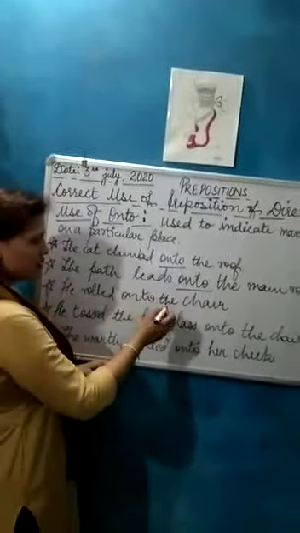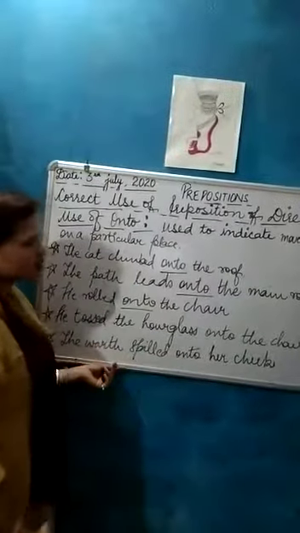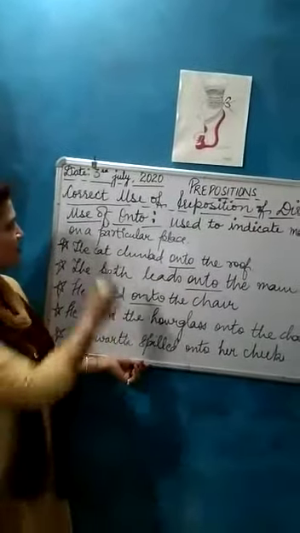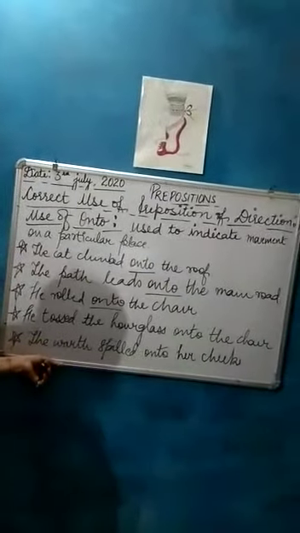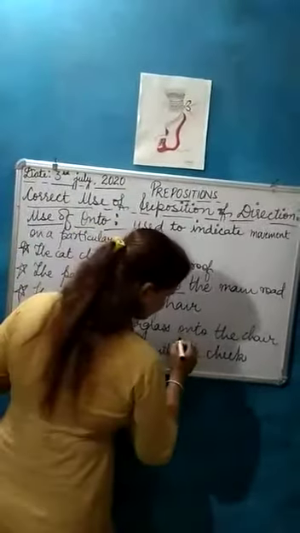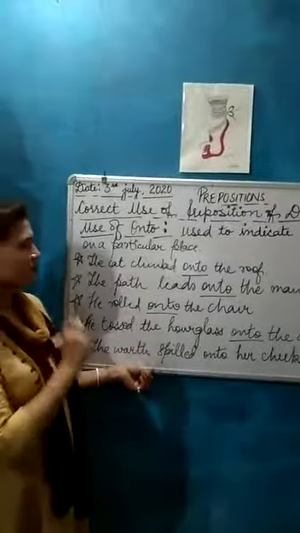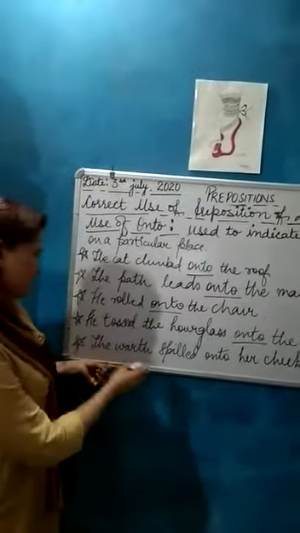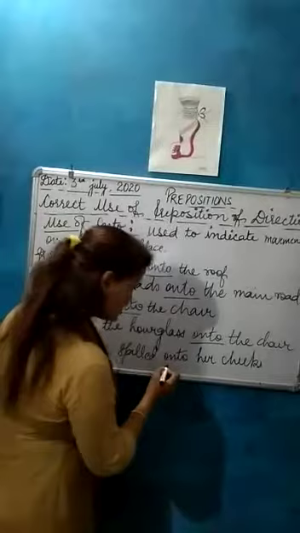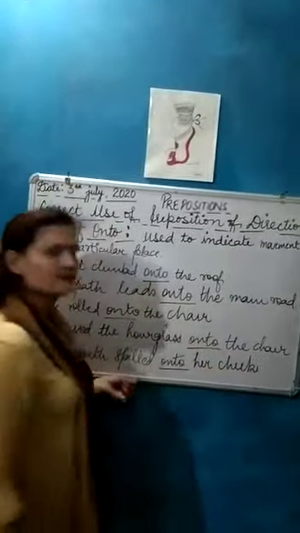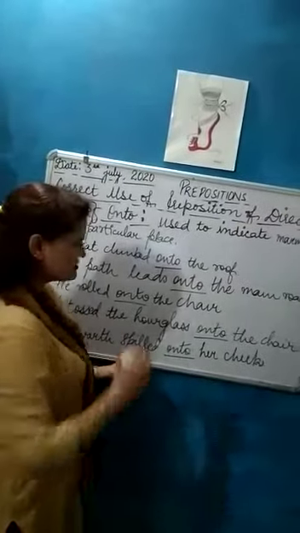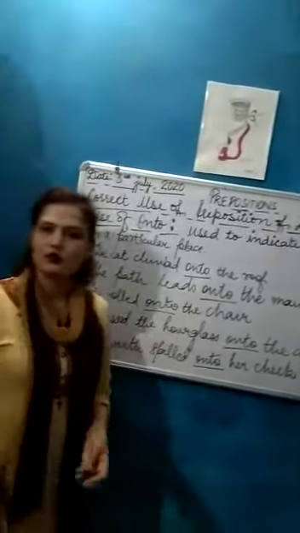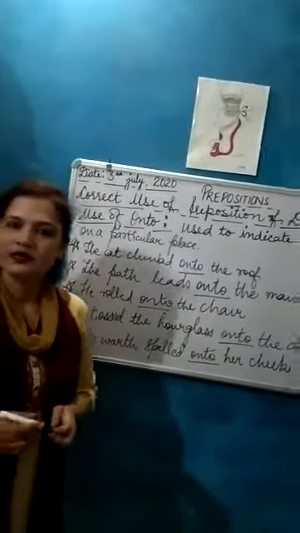He rolled onto the chair. Here onto is used to indicate movement on a particular place. He tossed the hourglass onto the chair. Also here onto is used to indicate movement on a particular place. The warmth spilled onto her cheeks. Same as before, onto is used to indicate movement on a particular place.